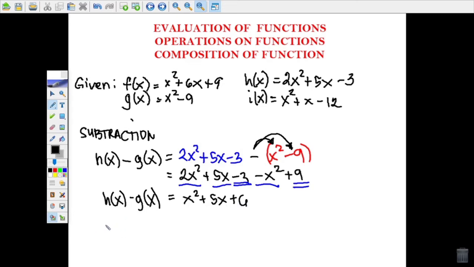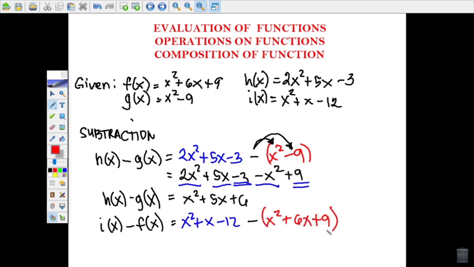How about if we are asked to subtract, let's say, I of x and f of x. So, I of x minus f of x is equal to, again, copyahin nyo lang. I of x is x squared plus x minus 12. Then, the operation is minus. Then, the second function rather is f of x. So, we have x squared plus 6x plus 9. Again, this is trinomial, so kailangan natin i-enclose.